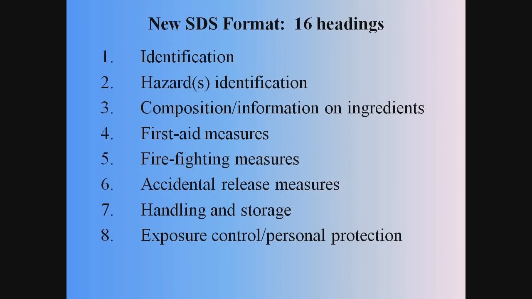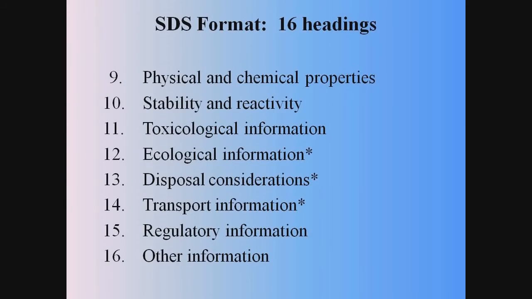Handling and storage is the next category, and then the 8th category will discuss exposure control or your personal protection, what kind of PPE may be needed handling the product. Physical and chemical properties will be explained, followed by the stability and reactivity information, and then toxicological information. The next 3 sections, ecological information, disposal considerations, and transport information, are not required by OSHA, but may be included in the safety data sheet.